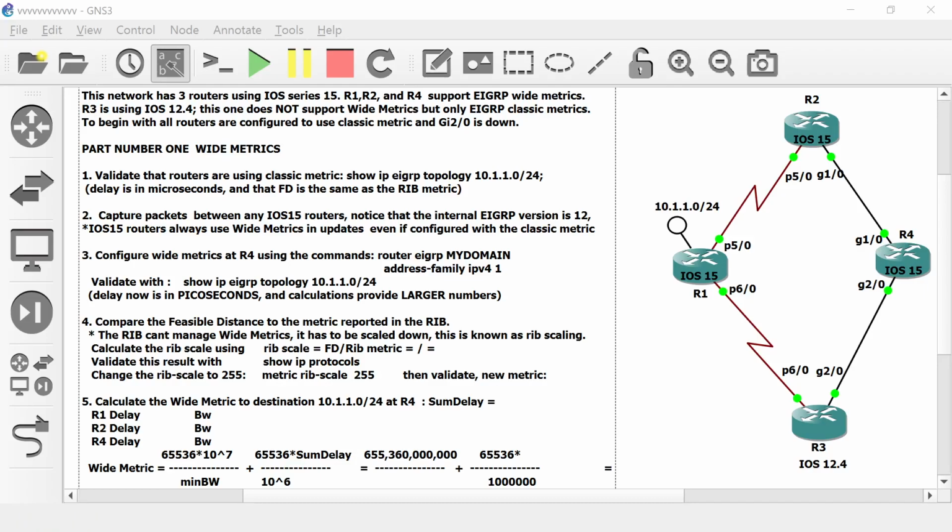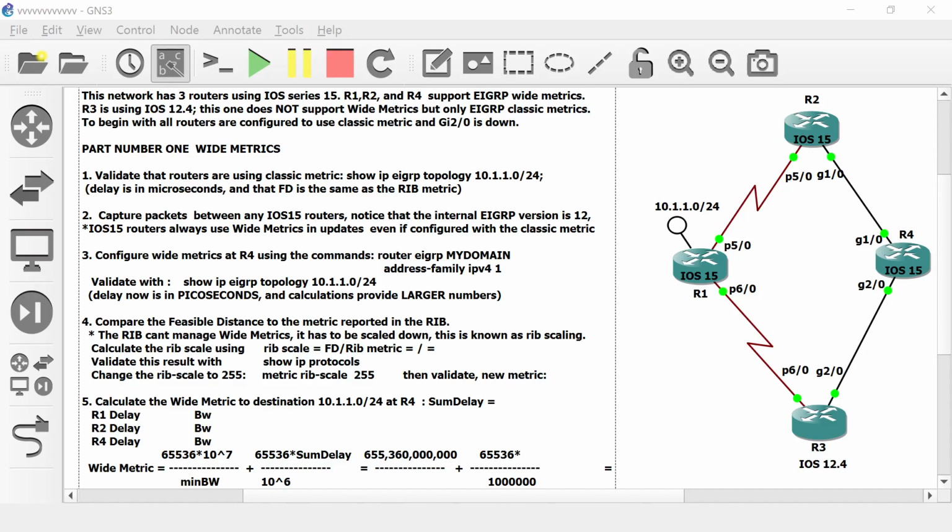This is the first lab of a two-part lab about EIGRP wide metrics. This network has 3 routers using IOS series 15. Router 1, Router 2, and Router 4 all support EIGRP wide metrics, whereas Router 3 is using IOS 12.4. This one does not support wide metrics, but only EIGRP classic metrics.